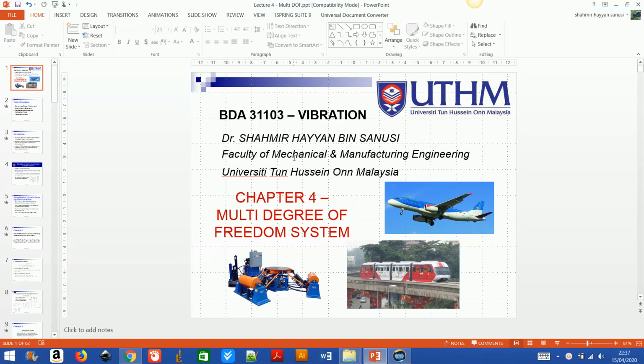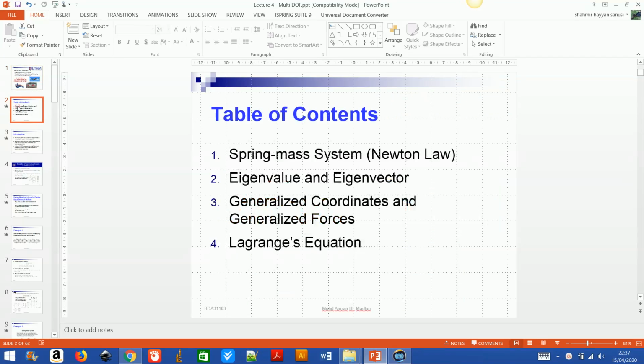So for today we're going to proceed with multi-degree of freedom systems. I hope by now everyone has fully understood how to solve a 2 degree of freedom system: how to construct the equation of motion, how to find the natural frequency, and how to draw the mode shape. A multi-degree of freedom system can be 3 degrees of freedom, 4, 5, and so on.